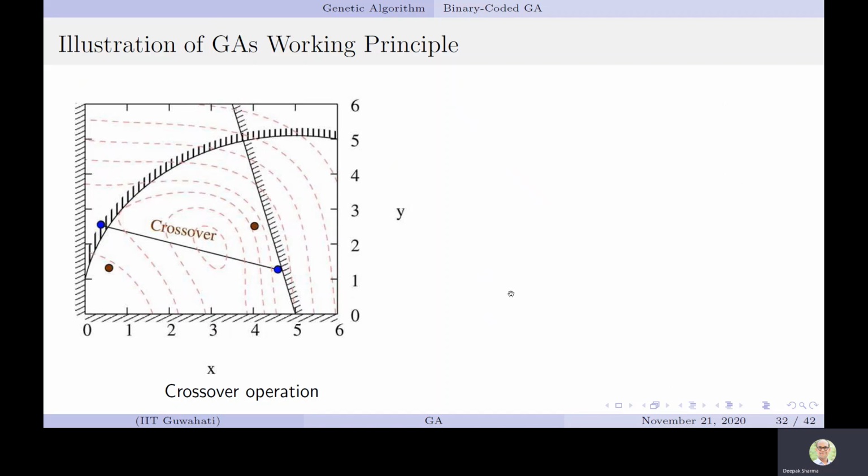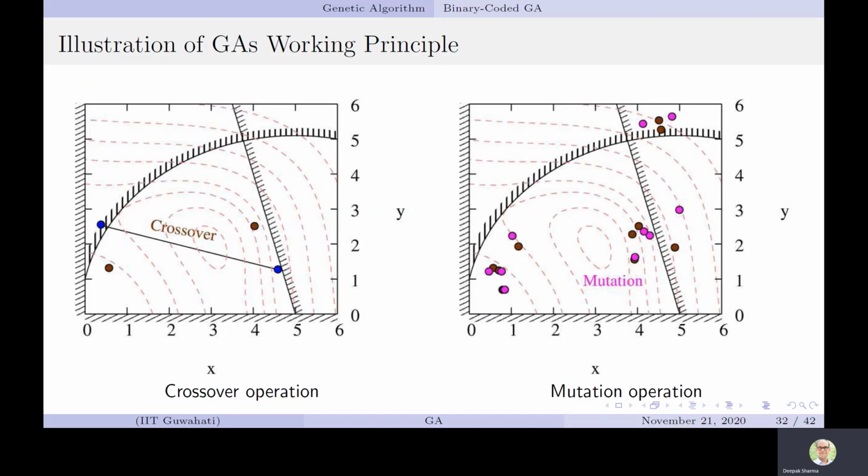As we remember, we do crossover, so we randomly pick two solutions. Suppose we have taken two blue dots and perform the crossover. That resulted in the brown solution. So these are the crossover solutions. Now, as you can see, these are the brown dots and there are purple color dots as well. So brown dots are the solutions which we get after crossover.